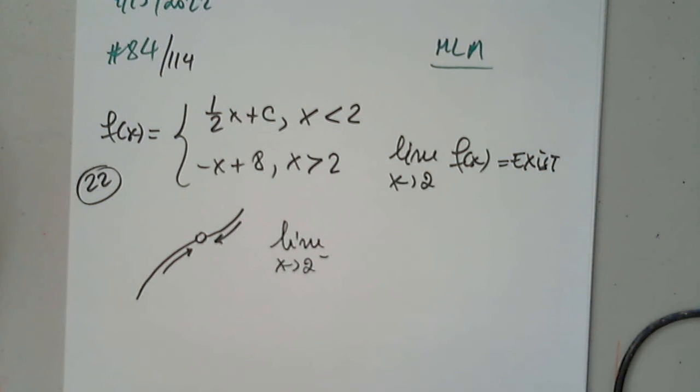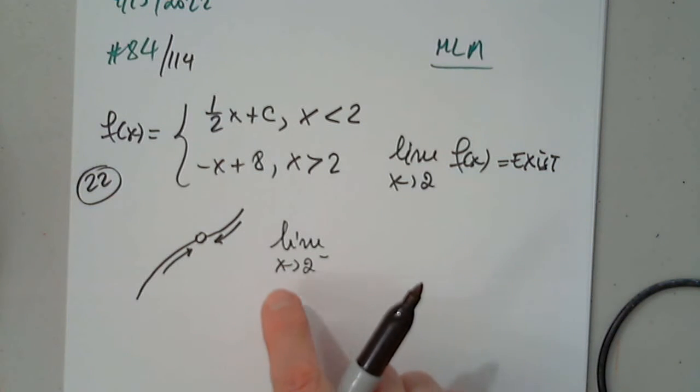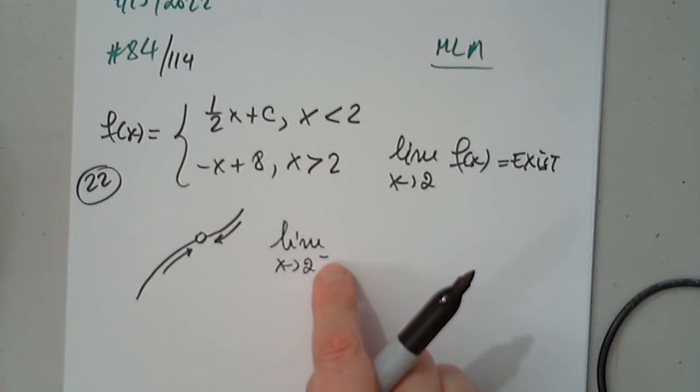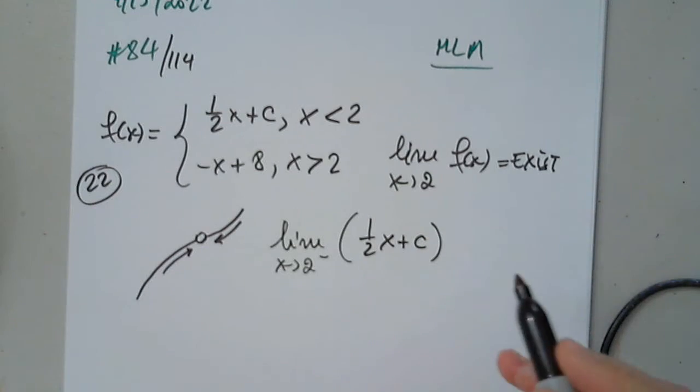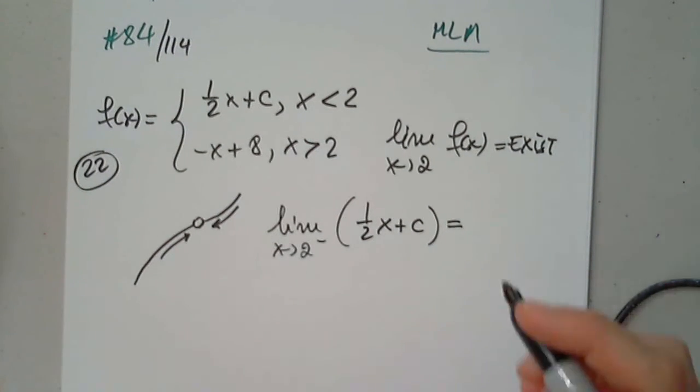Which branch will I use? I can only use one. Negative x plus 8. So x approaches 2 from the left. The first one. Good. 1/2 x plus c. Is that clear? Can anyone give us this answer?